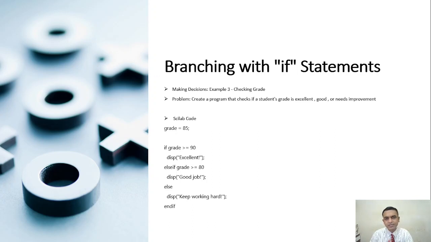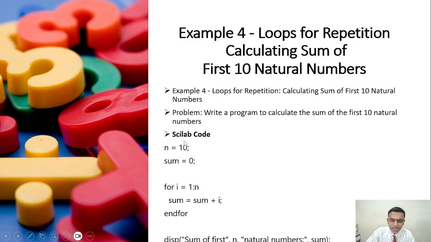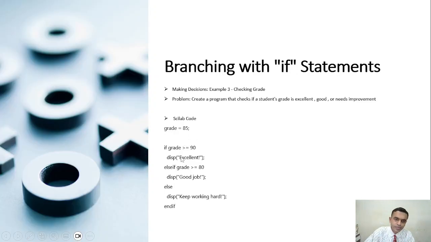If it is greater than or equal to 80, then we'll say it's a good job, and less than 80 we'll say you need to work hard. So here is the Scilab code now. The grade marks we are giving as 85, and here the code begins. If the grade is greater than or equal to 90, with indentation, we display excellent. This is what happens if this condition is satisfied.